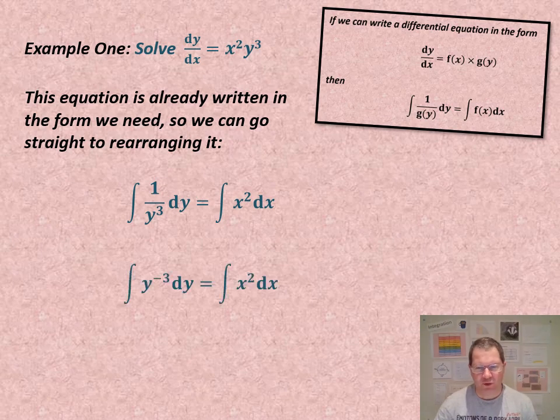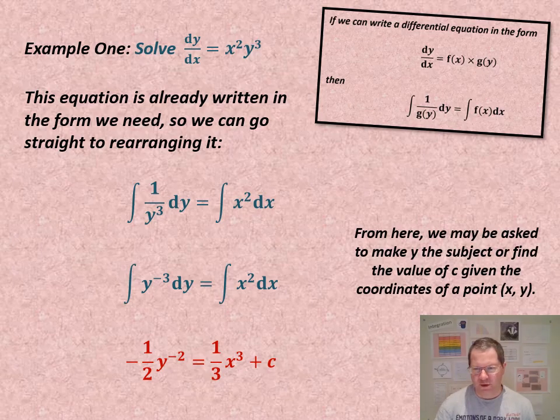In order to integrate 1 over y cubed, we need to write it as an index, so y to the minus 3. So we can integrate the y function by adding 1 to the index and dividing by it, which gives us minus a half y to the minus 2. And the integral of x squared is a third x cubed. So we get our final answer of minus a half y to the minus 2 equals 1/3 x cubed plus c. Now, although that is the final answer to this question, you will be asked to do things like make y the subject, perhaps, or to find the value of c if we're given the coordinates of a point, x and y.